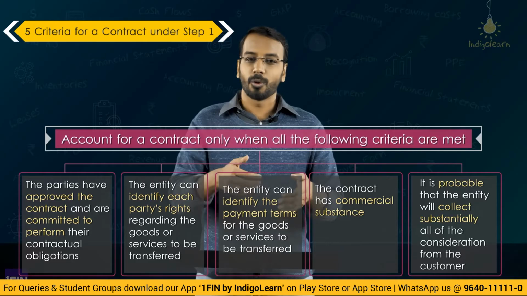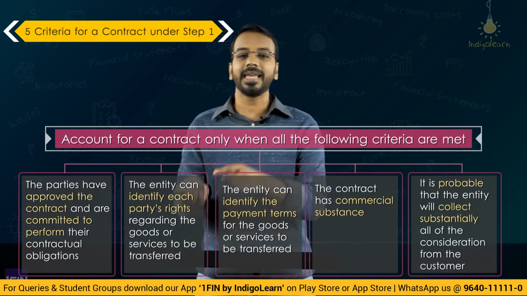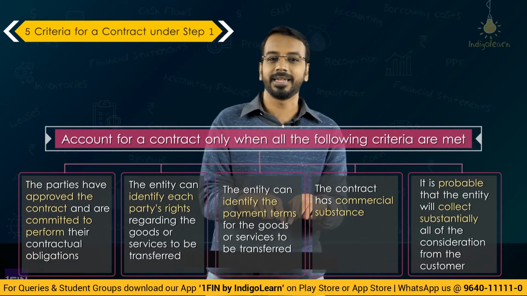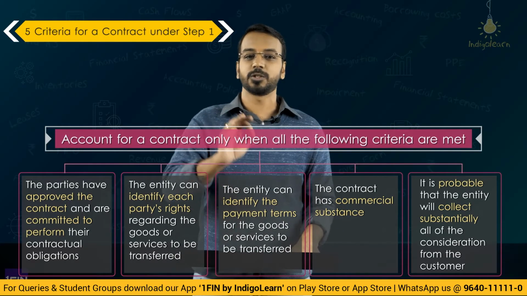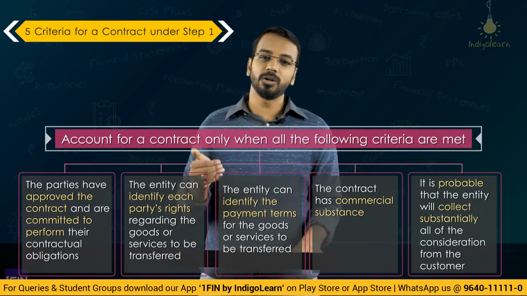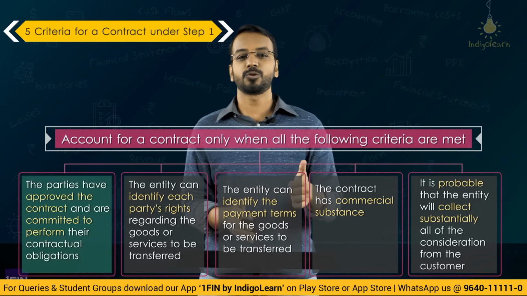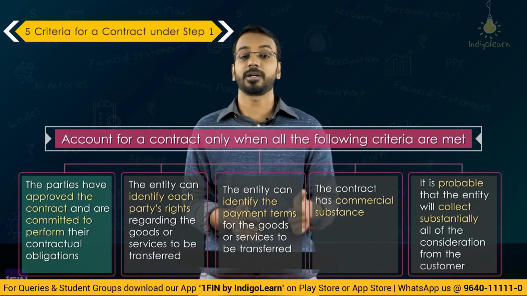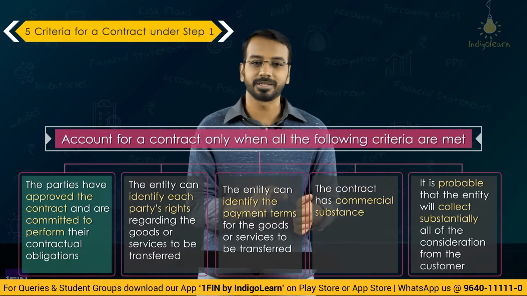So what you do is, once all these 5 criteria are satisfied, then you will not again come back and check for these criteria. Once these 5 criteria are satisfied, step 1 is clear, step 1 is passed, and then we can move on to step 2. Now to quickly summarize these 5 criteria, there has to be an approval to the contract, or the contract must be approved, and the parties must be committed to the obligations of the contract.